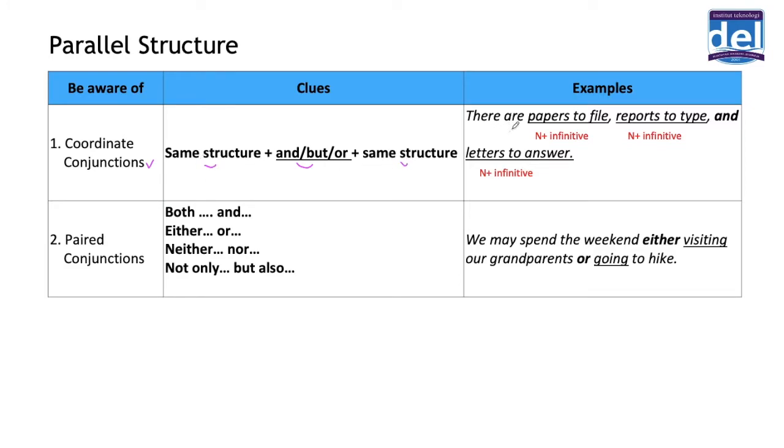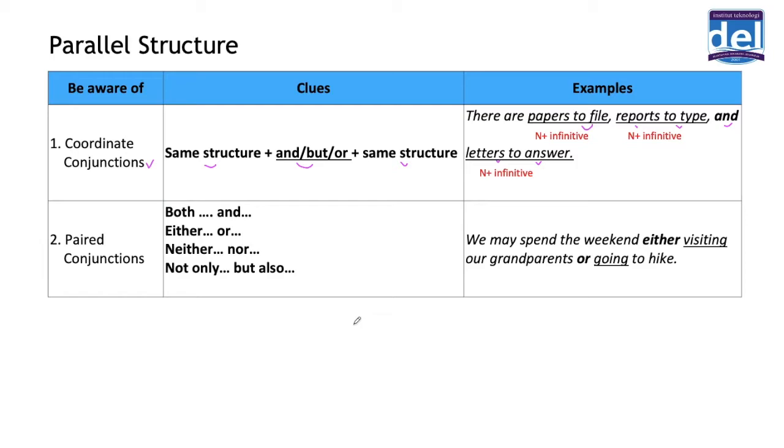For example, there are papers to file, reports to type, and letters to answer. We see the structure is parallel. We've got noun plus infinitive. Infinitive is to plus verb 1, okay? And then noun plus infinitive and noun plus infinitive.